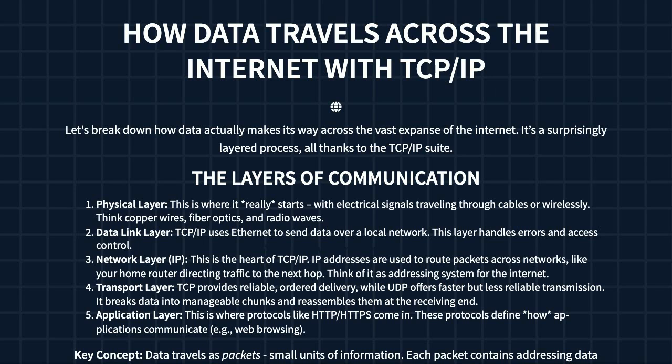Then it moves up a few layers. Each layer has specific jobs. The network layer handles addressing so packets know where to go, and the transport layer makes sure everything arrives in order. Finally, protocols like HTTP/HTTPS are used for things like web browsing. But here's the really cool part: data is broken into small pieces called packets. These packets travel independently across different networks. Your home router sends one packet to your ISP, which then sends it onto another router, and so on. The receiving computer puts all those packets back together to form the original message. It's a clever system that allows massive amounts of data to flow seamlessly around the world.